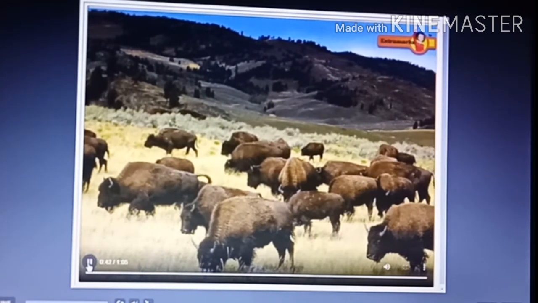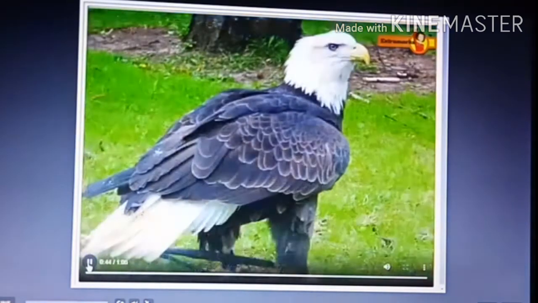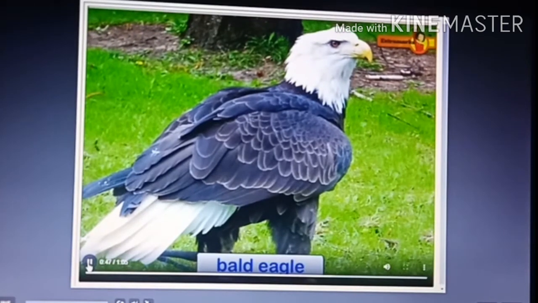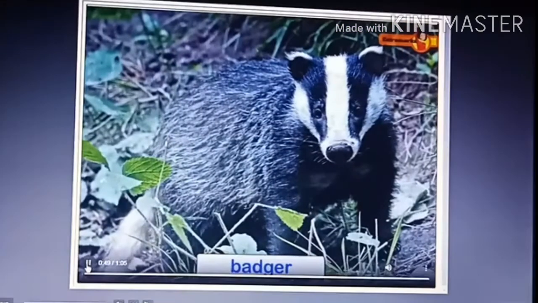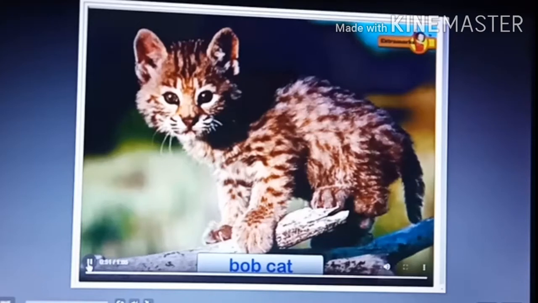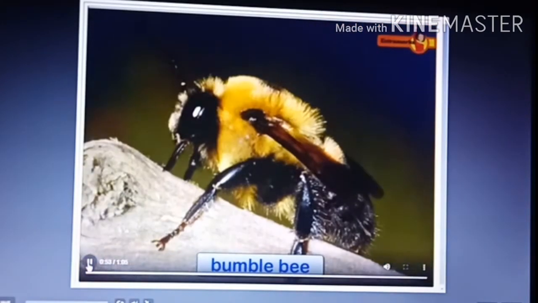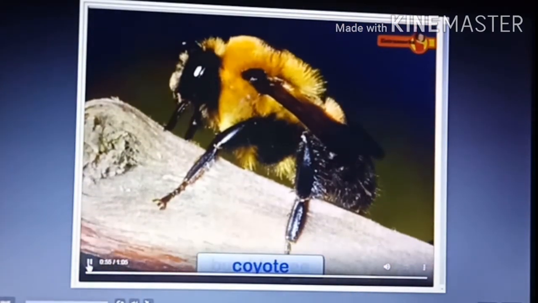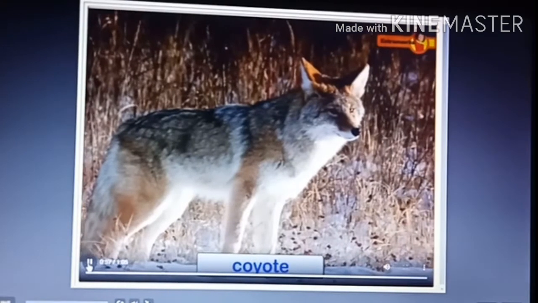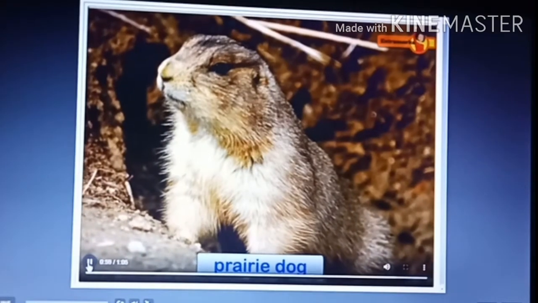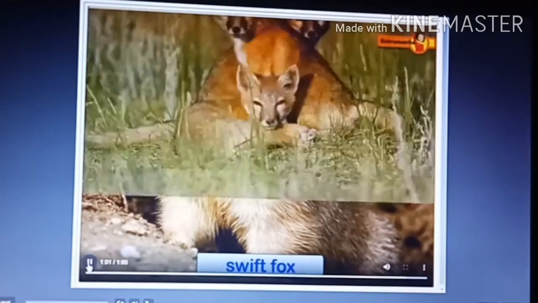The other animals found in this region include American bald eagle, badger, bobcat, bumblebee, coyote, prairie dog, and swift fox.